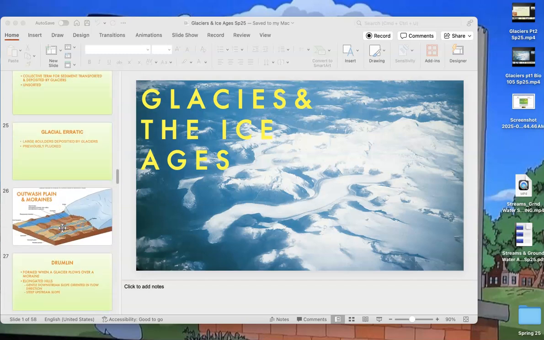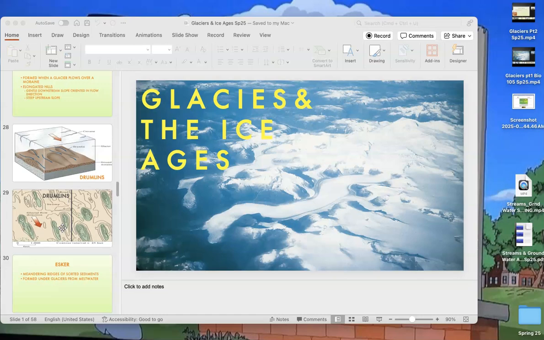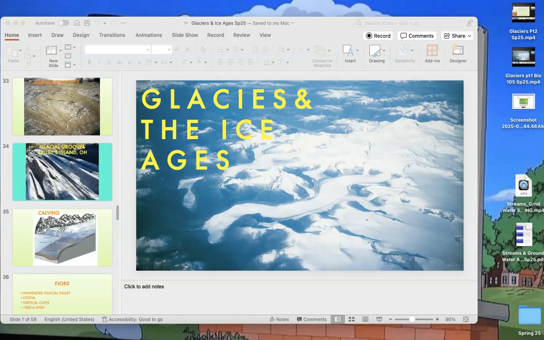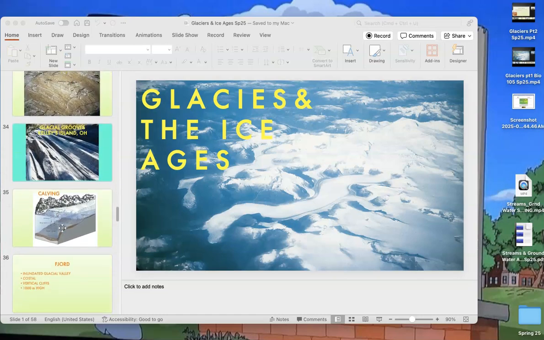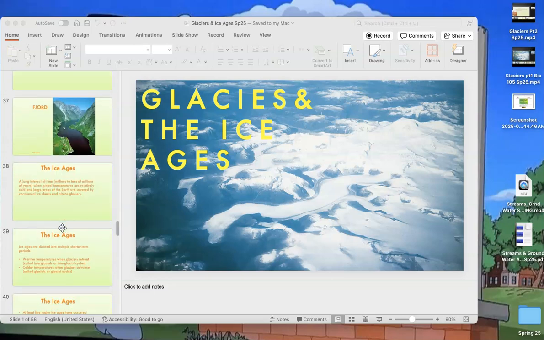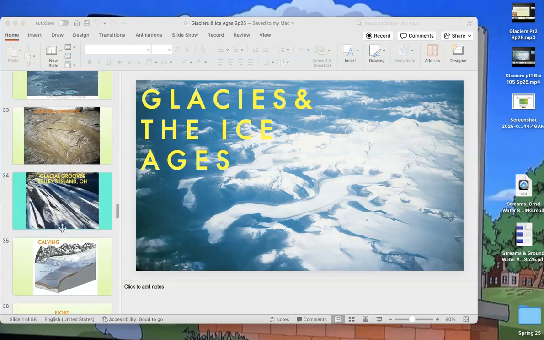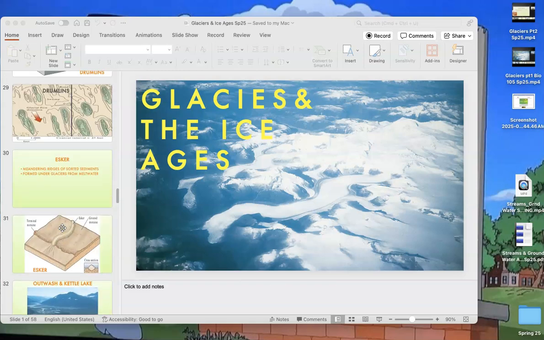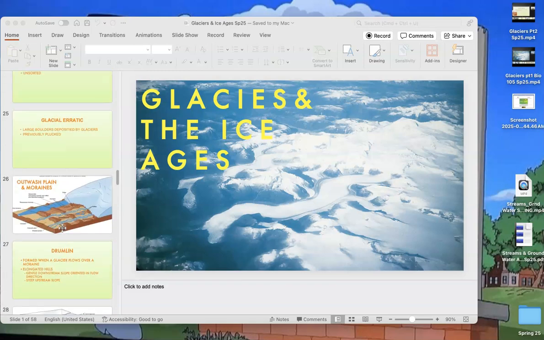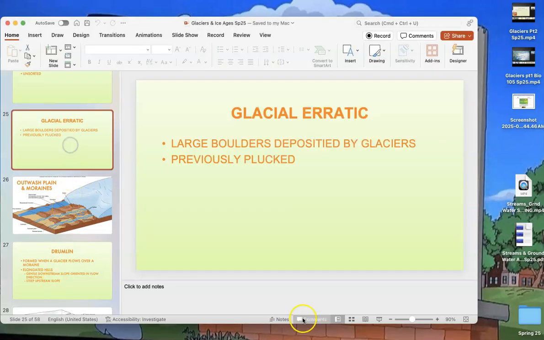I know we did moraines, but did we do drumlins? I think we did. Where's erratics? Oh, okay. Oh, so we did not get to drumlins. All right. No problemo.